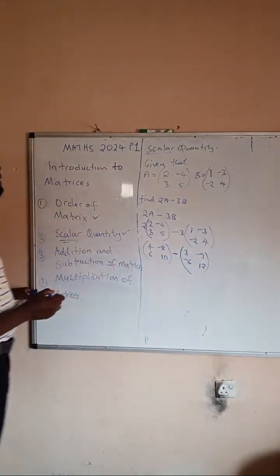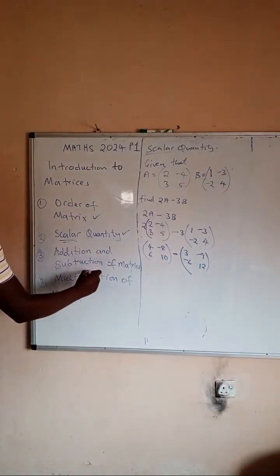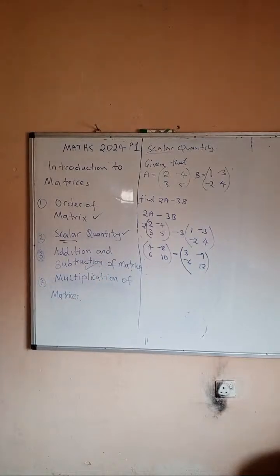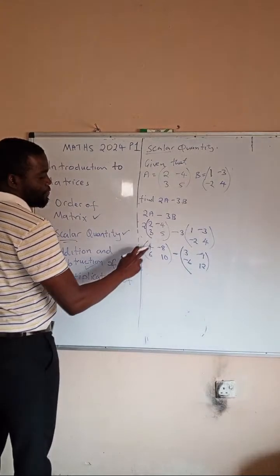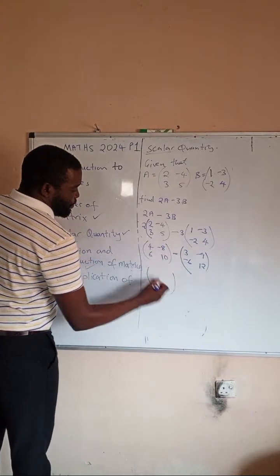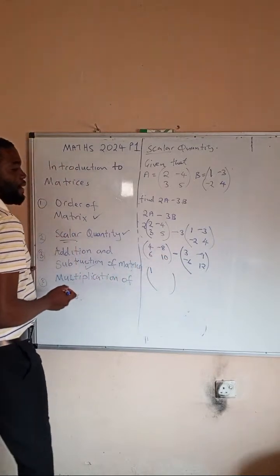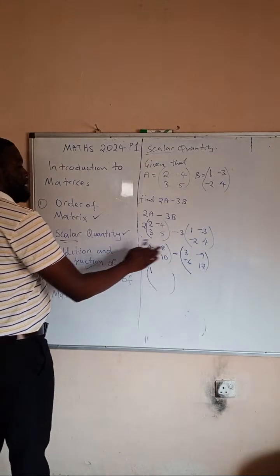Then you subtract, which brings us to subtraction of matrices. You always subtract them correspondingly. So 4 minus 3 is 1.